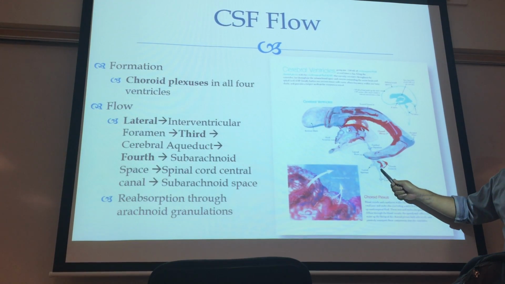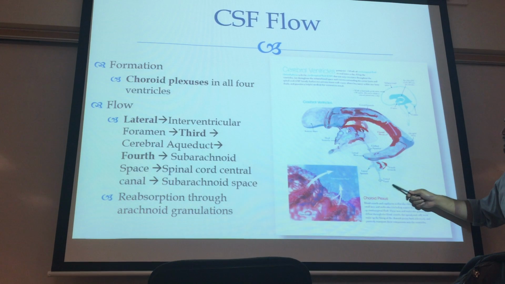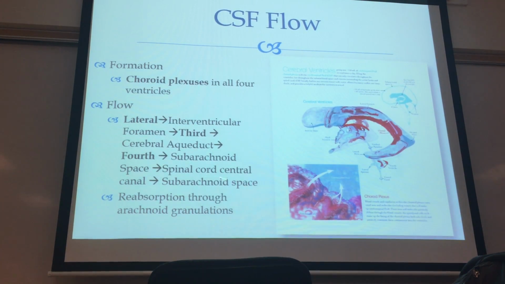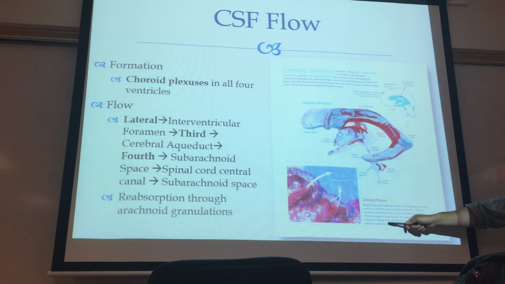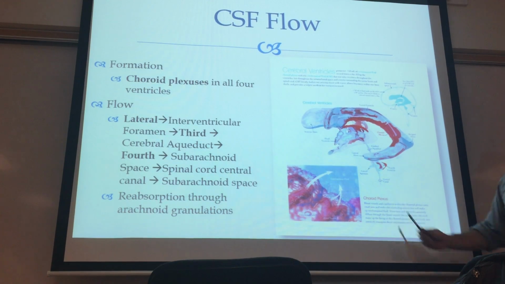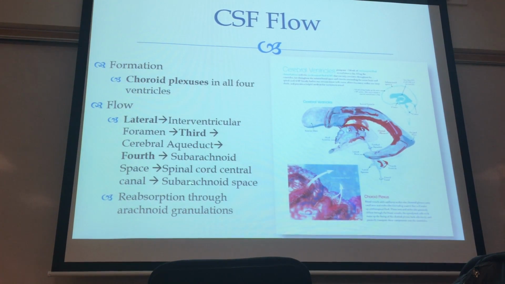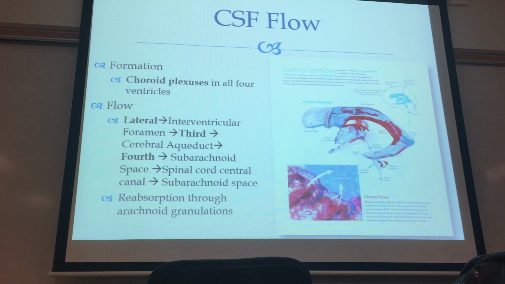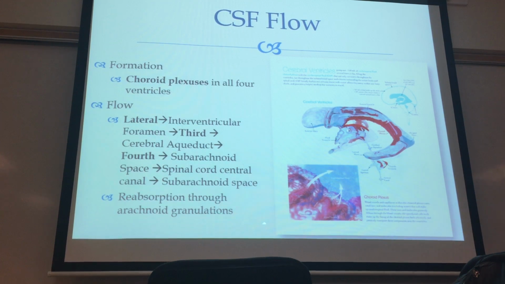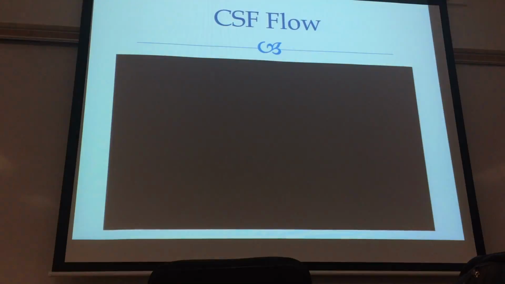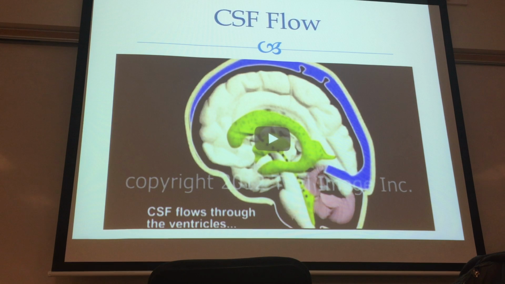Once it makes its way into the fourth ventricle, then it's going to make its way out into the subarachnoid space, down to the spinal cord, all the way down, and then make its way back up to the subarachnoid space. I know it looks like it's being mentioned twice, but I've got a video that will show you the flow of them. And the final destination is the arachnoid granulations, where it can make its way back into the venous system to be absorbed back into the bloodstream.